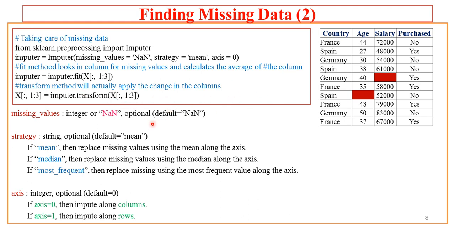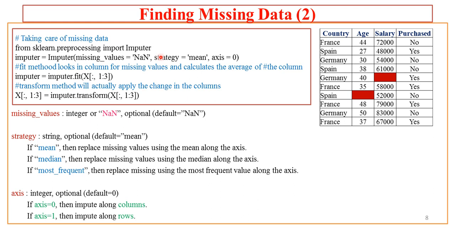Here you may even specify an integer value. For example, for missing value you can initialize this with 0, as there is no value. You can specify that my missing values are 0 and replace all zeros with the average of the column. So this way you can say.